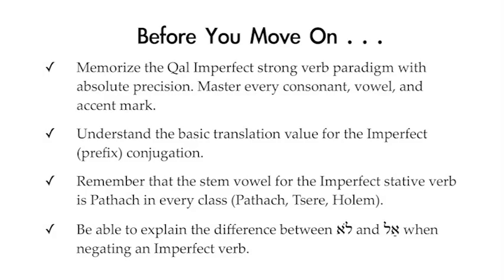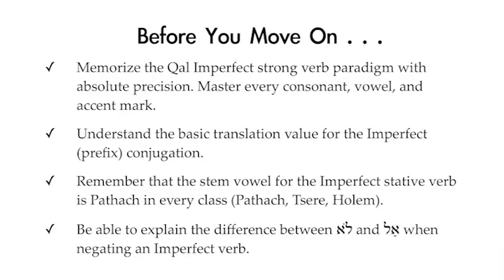First, memorize the Qal imperfect strong verb paradigm with absolute precision, like a robot. Master every consonant, vowel, and accent mark, and make sure you know where those identical forms appear. Next, understand the basic translation value for the imperfect or prefix conjugation. For now, we'll start with the basic future tense in English or present tense.